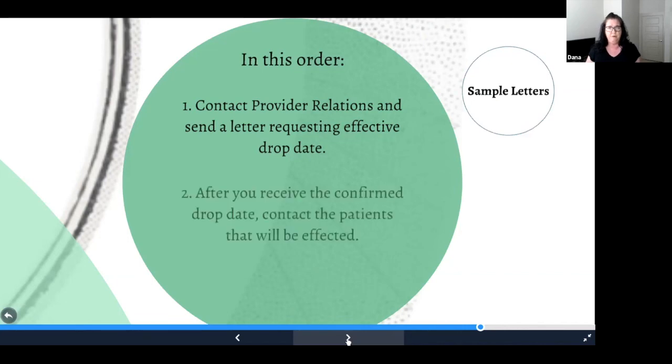After you get that effective drop date, then I want you to contact the patients that are going to be affected, okay? The reason I don't want you to do it all at the same time is because please don't get your hopes up. Please don't. This is not going to happen. Just say it's not going to happen. However, some insurance companies may say, what's it going to take to keep you? Do not use this as a strategy to negotiate. Please. This is what you're doing when you're dropping plans.